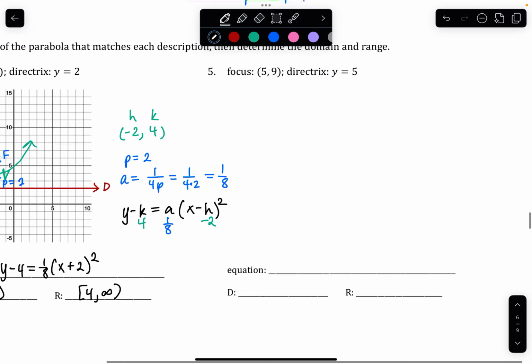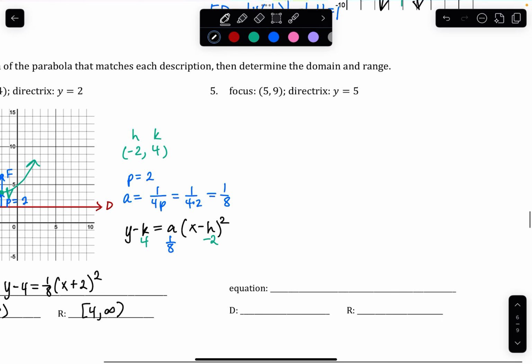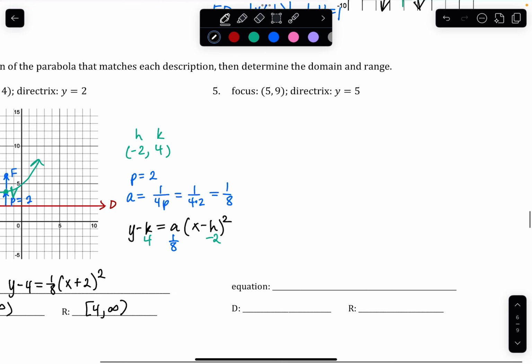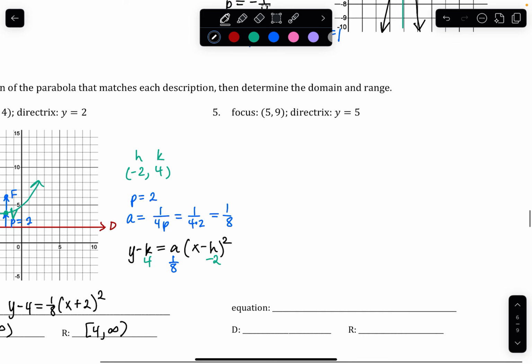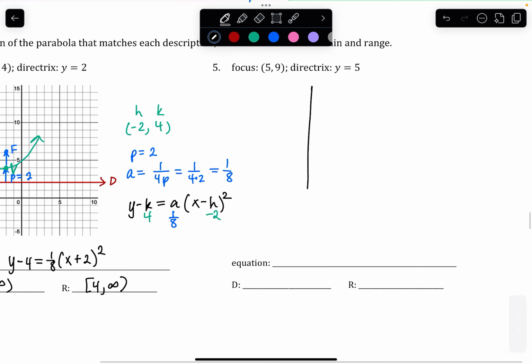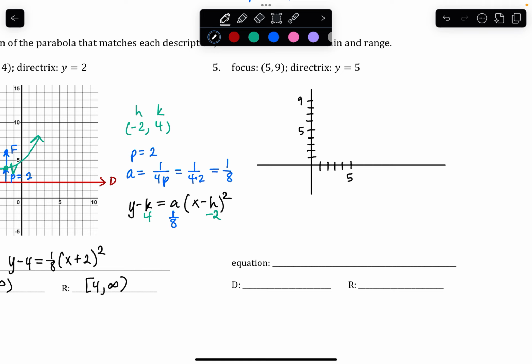Okay, and so if they don't give you a graph, I would do a rough sketch just so you can see what's happening. So here they're giving us the focus and the directrix. The focus is 5, 9, which is in quadrant 1. And so when you make your sketch, you can give yourself more of quadrant 1. And so 1, 2, 3, 4, 5. 1, 2, 3, 4, 5, 6, 7, 8, 9. Okay, and so my focus is here at 5, 9, and my directrix is at y equals 5.